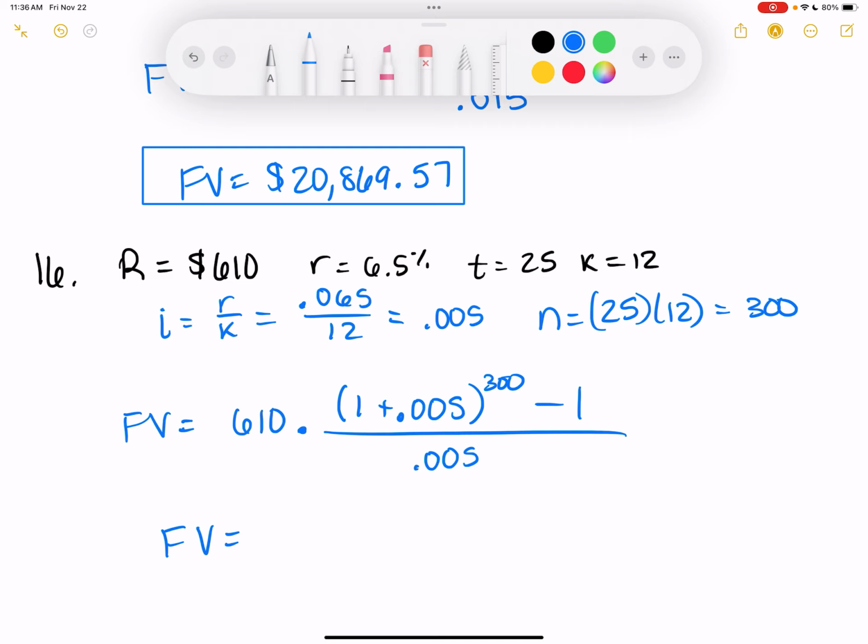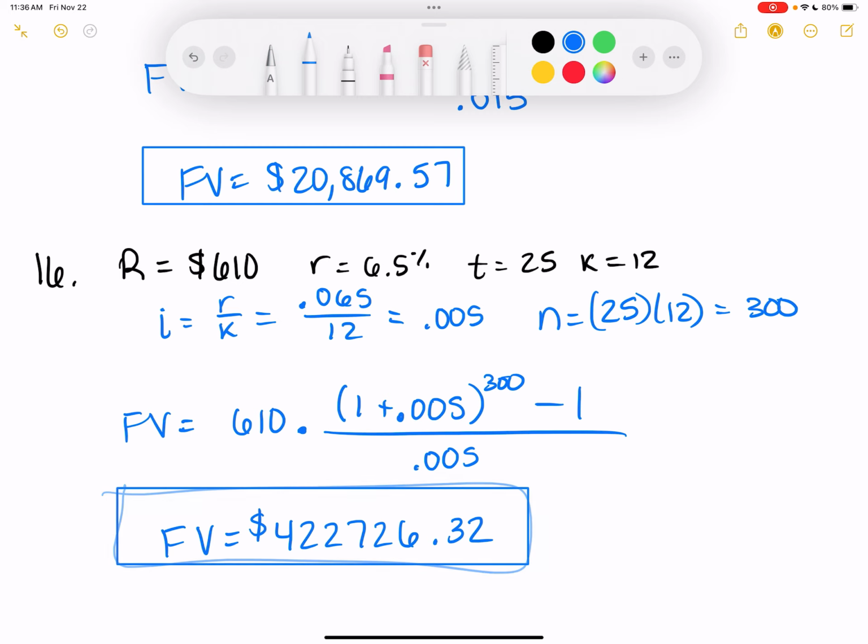I got 4, 2, 2, 7, 2, 6, 3, 2. So $422,726.32. Did everyone get that? Or at least close to that.